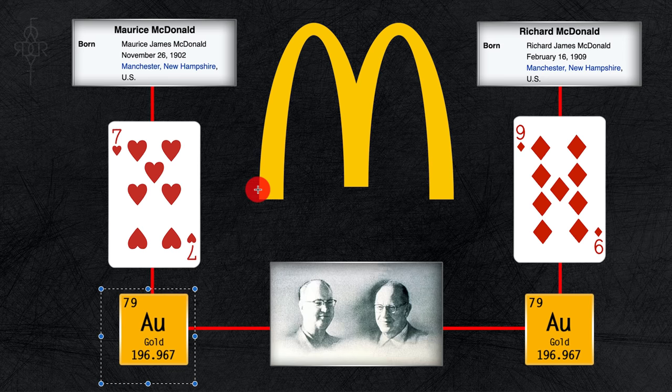And what's the color of the arch that McDonald's uses? It's yellow, otherwise known as gold. The golden arch. That's why they call it the golden arch.